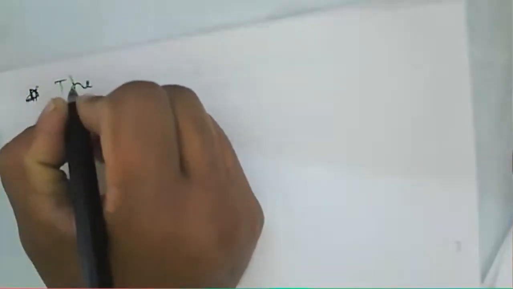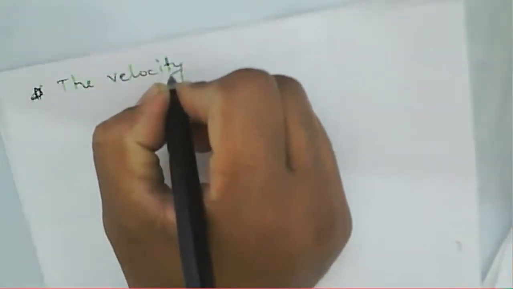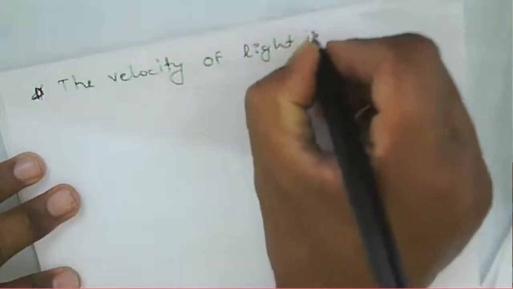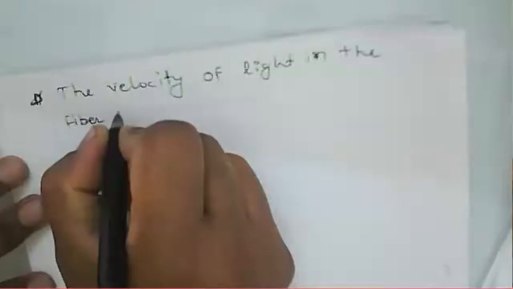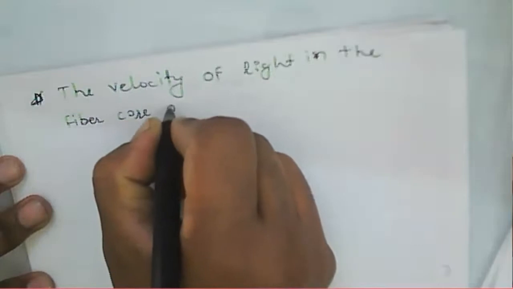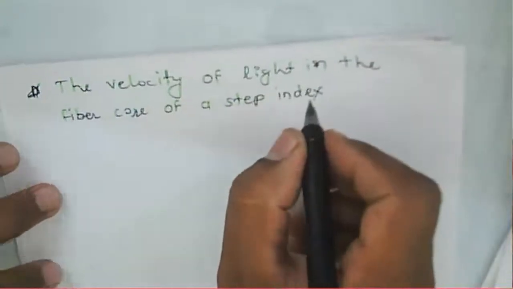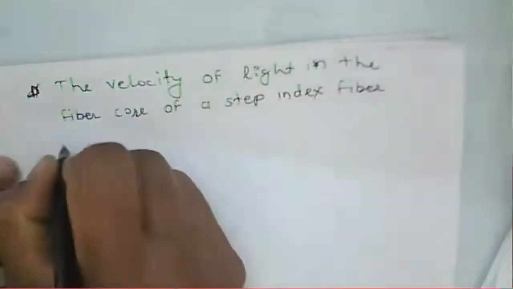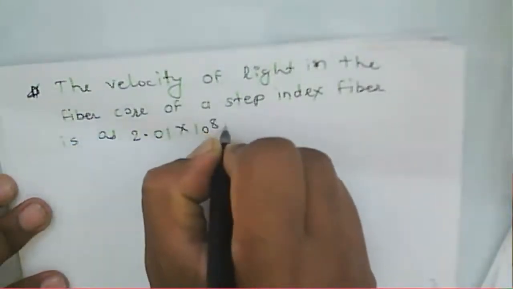The velocity of light in the fiber core of a step index fiber is given as 2.01 into 10 to the power 8 meter per second.